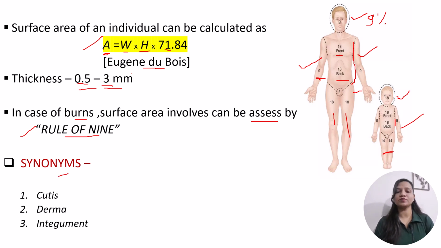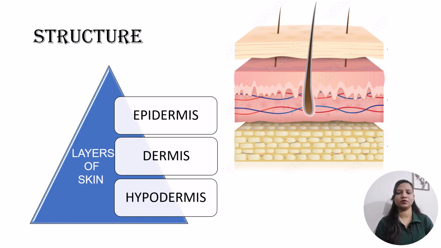Next, we will see the synonyms of skin. It is cutis, derma and integument. Moving on, now we will see the structure of skin. So, there are three layers of skin.